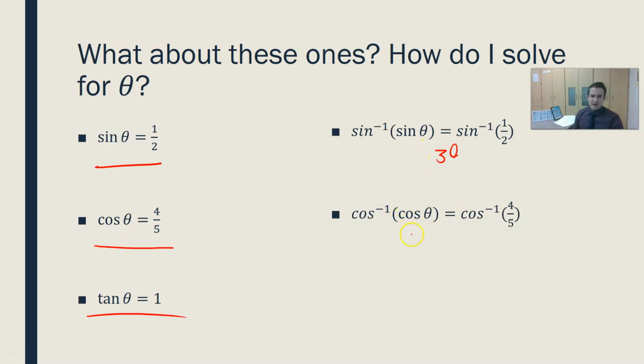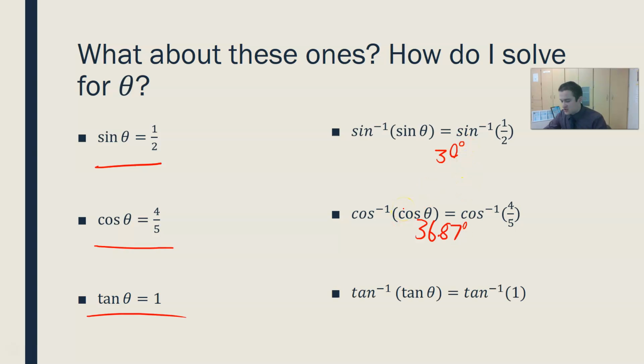Here, in order to undo cosine, I do the inverse cosine, which is, in my calculator, the second cosine button with this little -1. And when I do the inverse cosine of 4 divided by 5, closing my parentheses, I get like 36.87 degrees. That would be my angle.